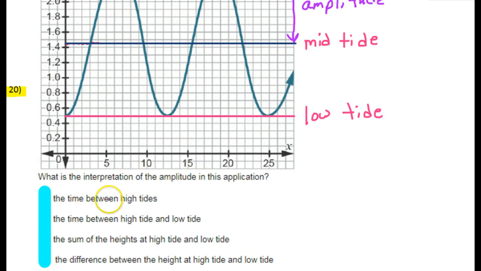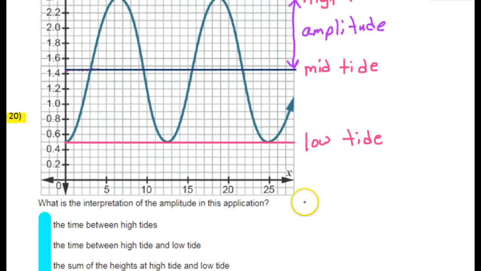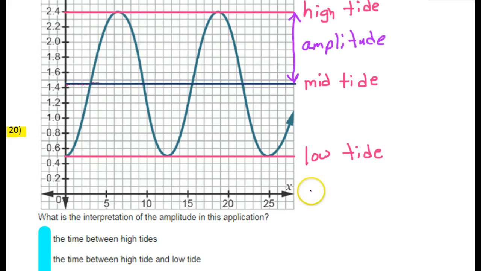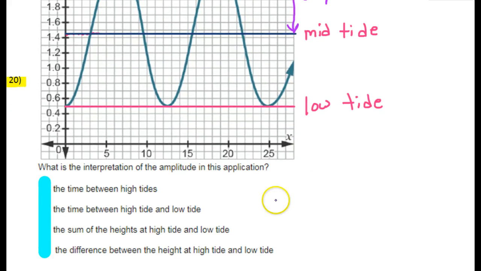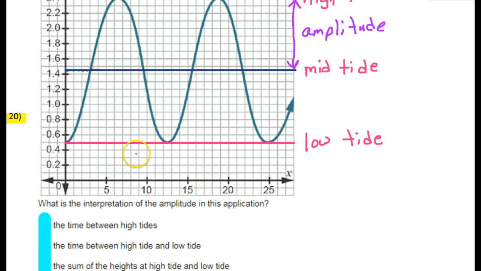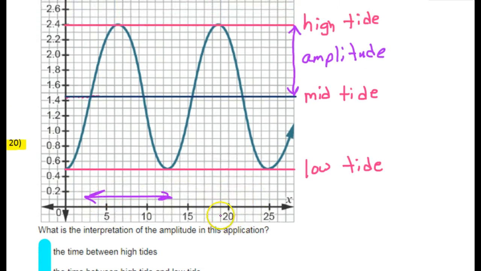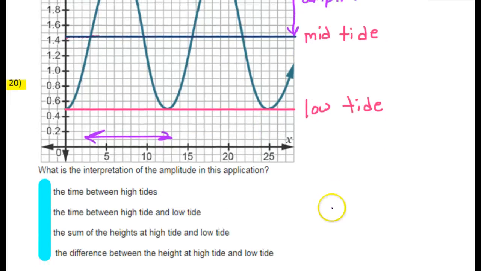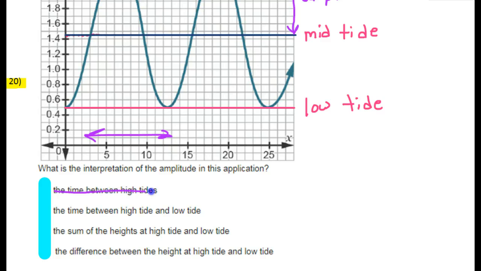Okay, is it the time between tides? No. Time is like on the x-axis. This is going to be some kind of height. Is it the time between high tide and low tide? No. Again, every time they say time, that's the x-axis. Time is measured this way. We're not talking about x-axis stuff. We're talking about changes in height. So we can forget about anything that mentions time. We're looking for heights.